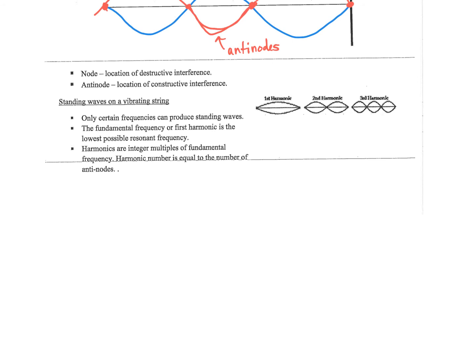That's first harmonic. Second harmonic means that instead of having one of these, we have two of them, okay? Third harmonic would be 3. Fourth harmonic would be 4, okay? So a harmonic number is equal to the number of antinodes. In other words, you can just count them. 1, 2, 3. 1, 2. 1. Make sense?